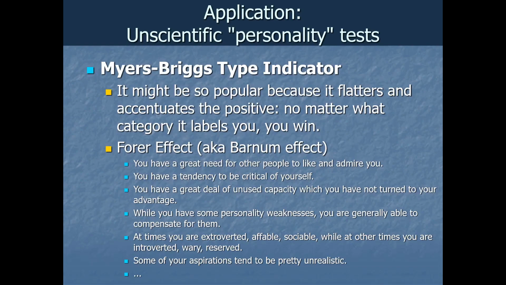So they were all given the same 13 statements that were so vague they could apply to pretty much anyone. Like, you have a great need for other people to like and admire you. You have a tendency to be critical of yourself. You have a great deal of unused capacity, which you have not turned to your advantage. While you have some personality weaknesses, you're generally able to compensate for them. Or at times you're extroverted, affable, sociable, while at other times you're introverted, wary, and reserved. Some of your aspirations tend to be pretty unrealistic, and so on. So 13 statements like this, pretty general and vague, stuff that pretty much anyone could say describes them to at least some extent. So sure enough, the students thought it was a very accurate personality test.